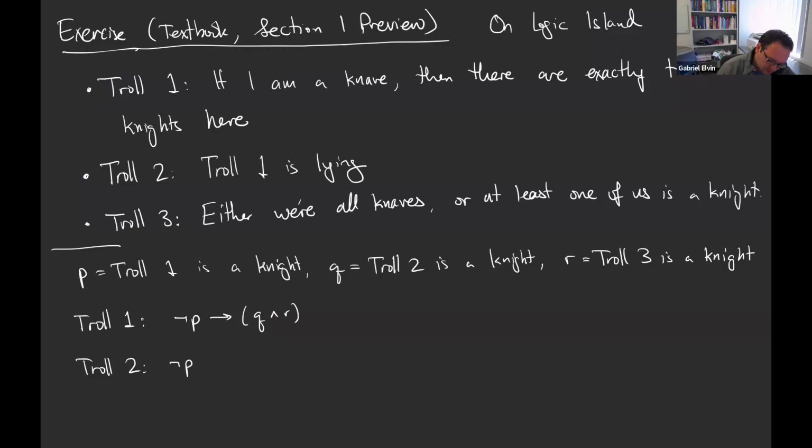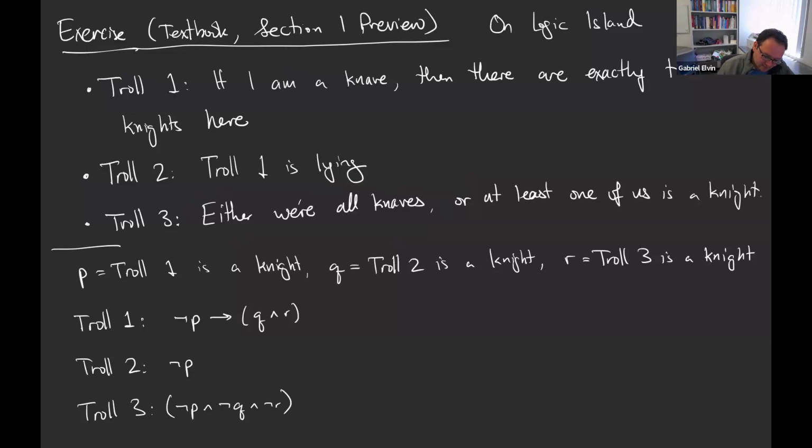And then troll 3 says either we're all knaves or at least one of us is a knight. So there's an overarching logical or here. So either we're all knaves. What is all knaves? That just means they're all false. So that means not P and not Q and not R. All of them are lying.